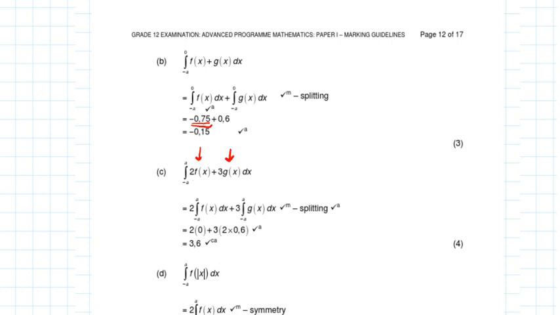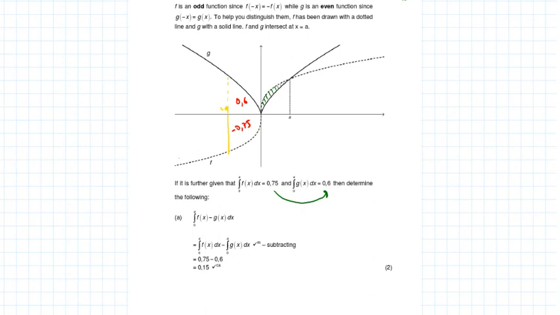And when you multiply f by 2 and g by 3, we can take 2 and 3 out as the constant values. So since the integral of f of x from minus a to a will be 0. Why? Because this is negative 0.5 from minus a to 0, and from 0 to a is 0.75. So when we add them, it will be 0. That's why, because it's an odd function. So that is 0.